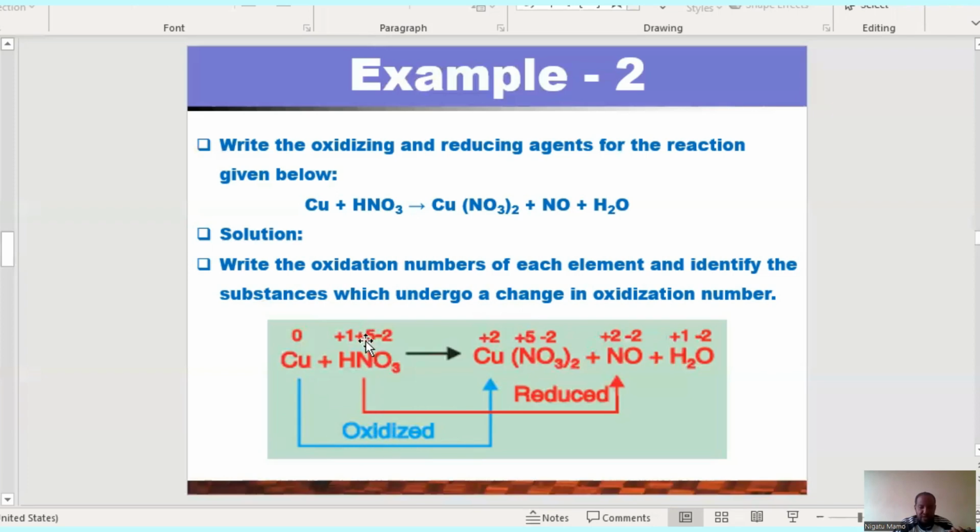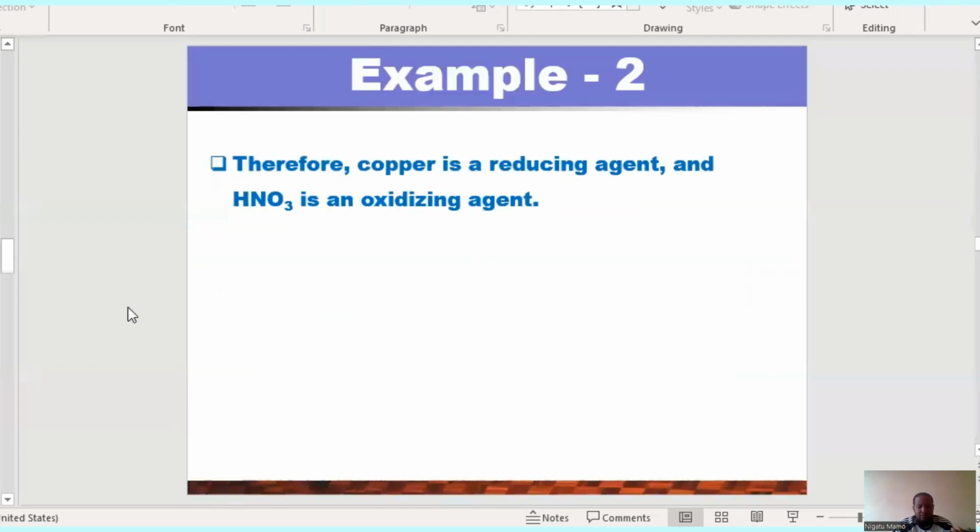The oxidation state of nitrogen is changed from +5 to +2. This implies nitrogen in HNO3 is reduced, and HNO3 acts as an oxidizing agent. Therefore, copper is a reducing agent and HNO3 is an oxidizing agent.